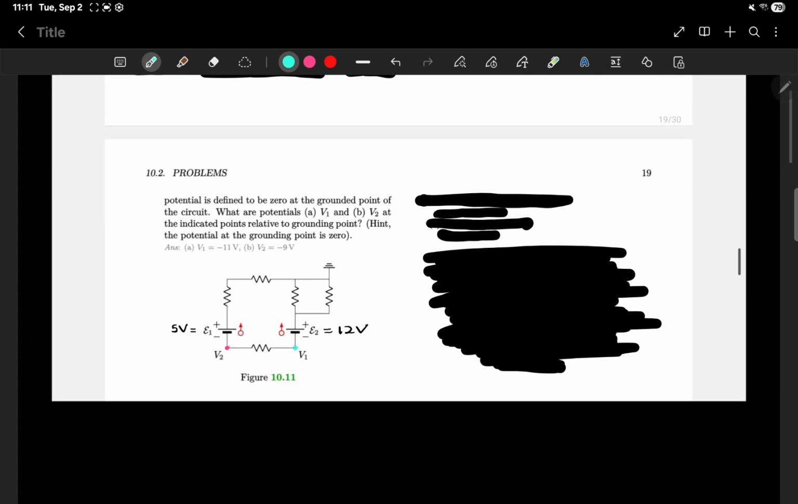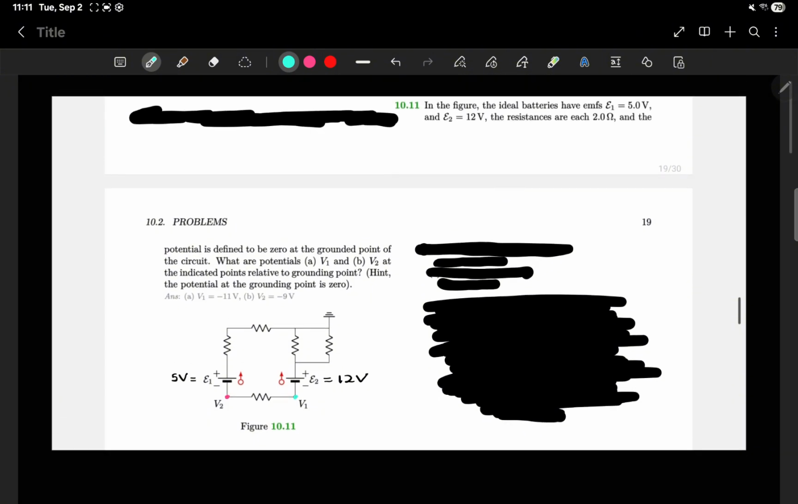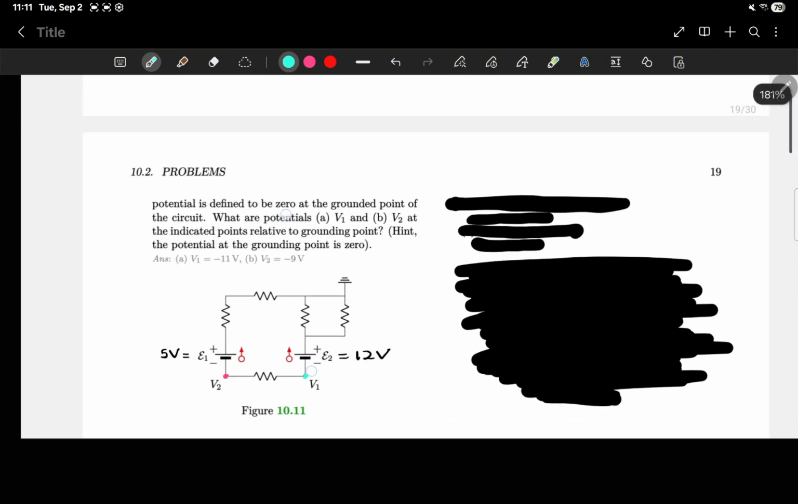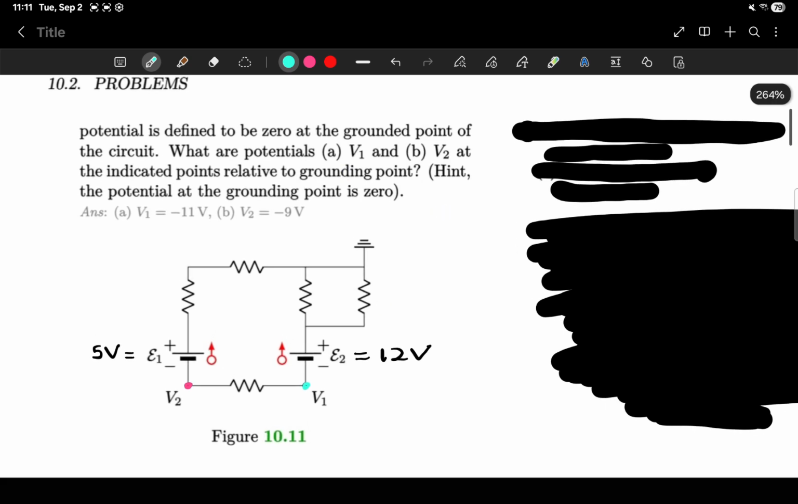Now we know that for each of the resistors they have the same resistance, which is 2 ohms, and we're being told that at this point over here the potential is 0. This is where the circuit is being grounded. So as long as I'm not passing through a component in the circuit, wherever there isn't a component on the circuit, I can say that the potential is 0.